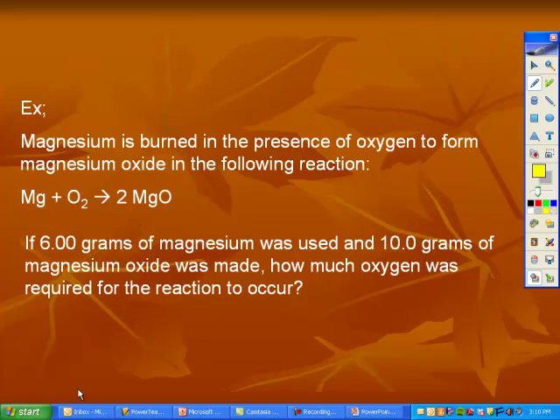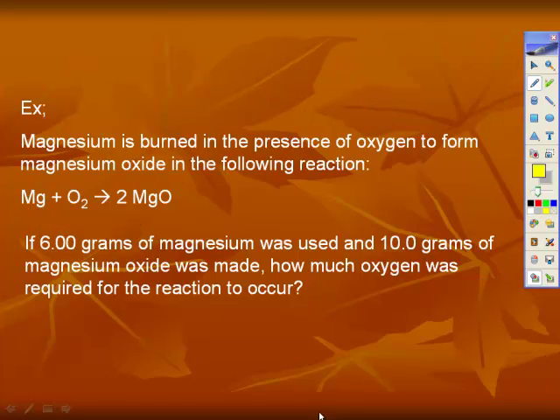So I hope that maybe helped reinforce some ideas you've been talking about in your groups, help you feel a little bit better about some physical and chemical properties, changes, and law of conservation of mass.